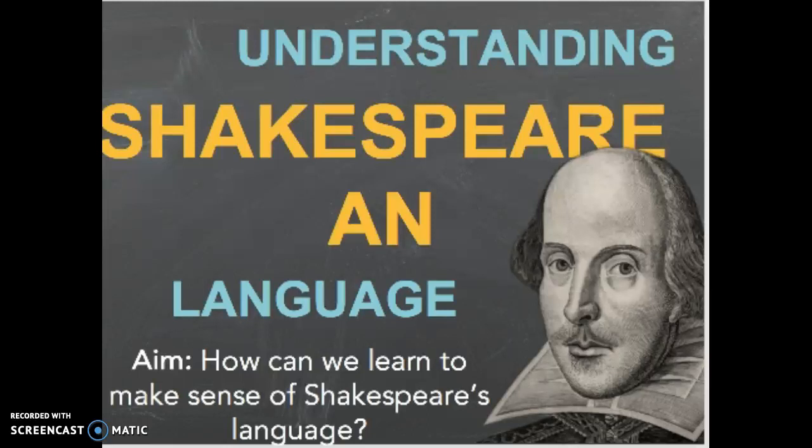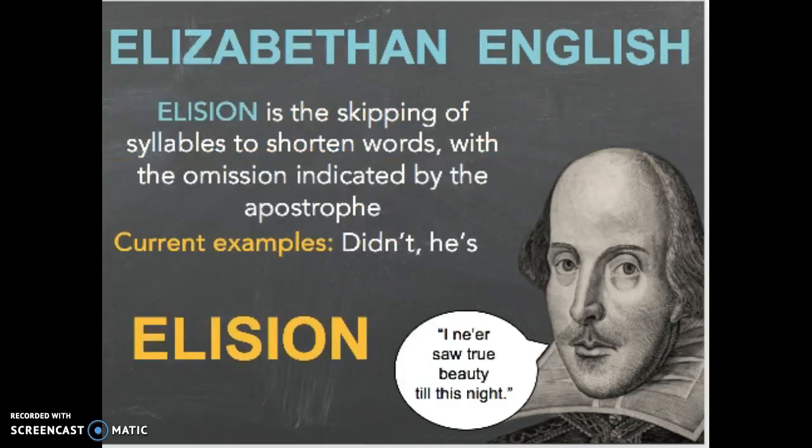The Shakespearean language. How can we learn to make sense of Shakespeare's language? First and foremost, I do want to cover that Shakespeare's language comes from the Elizabethan English, which was created about 400 years ago. Some of the components of the Elizabethan English is elisions.